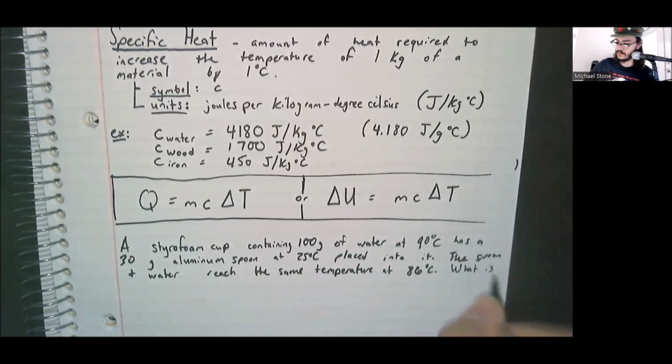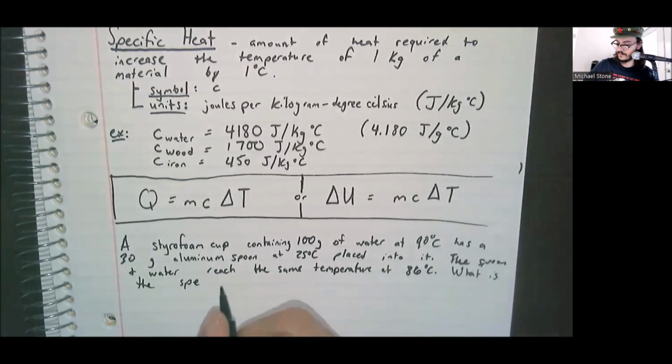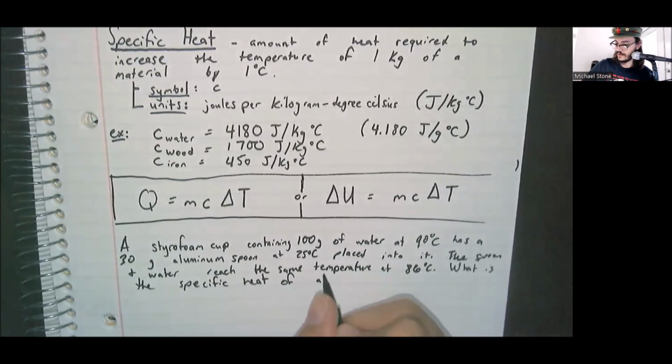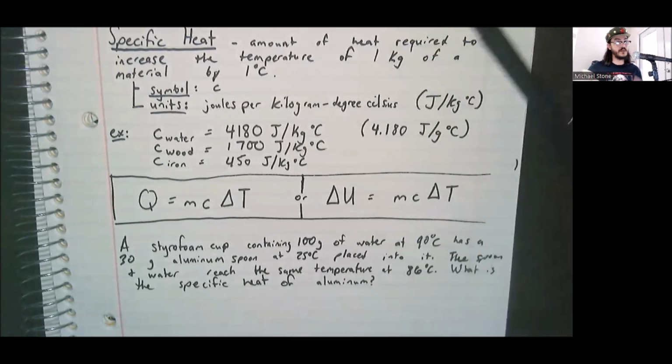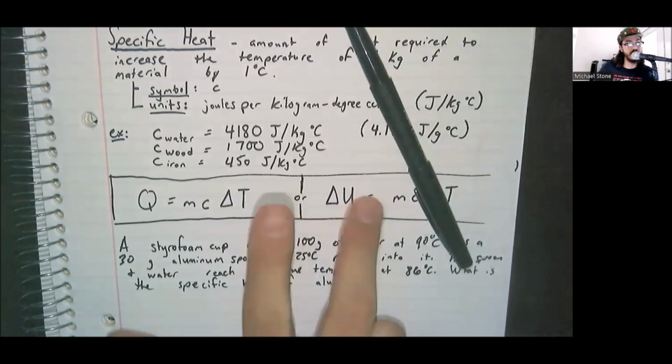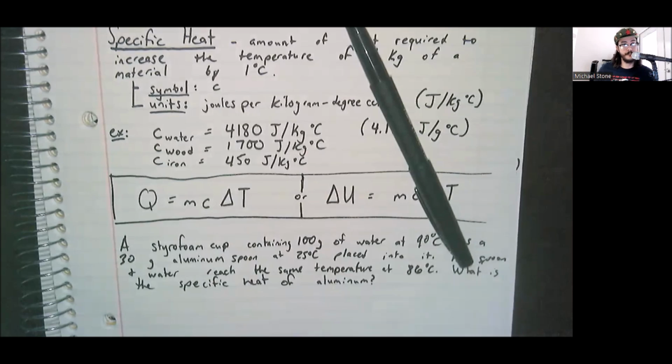What is the specific heat of aluminum? In order to answer this, we will have to make some assumptions. What assumptions are we going to need to make in order to use this to answer that? We will need to assume that there is a perfect transfer of energy, that water energy goes into the spoon and nowhere else. How can we assure that there's no transfer to air or to the container?